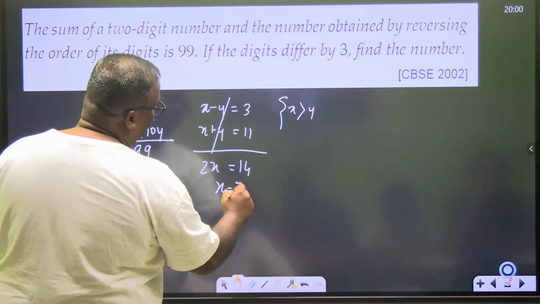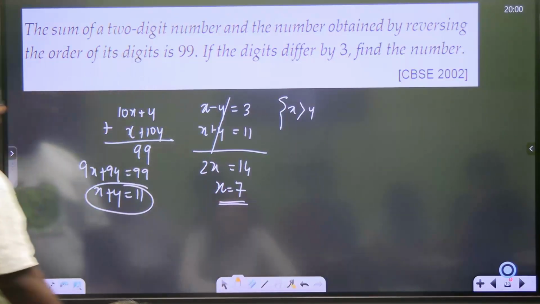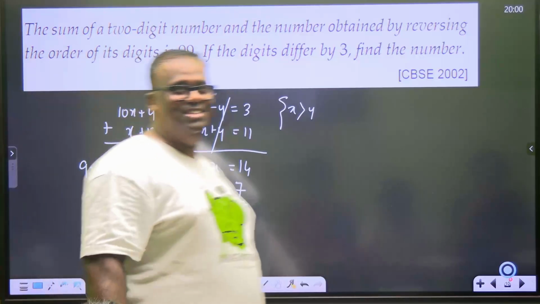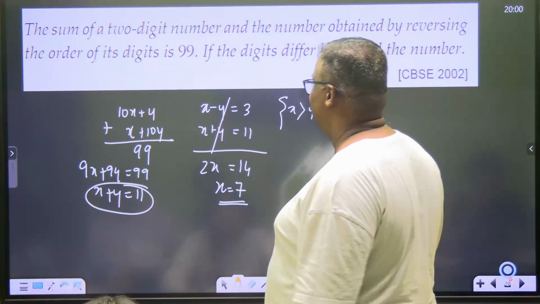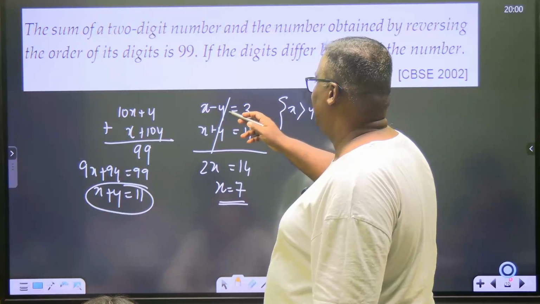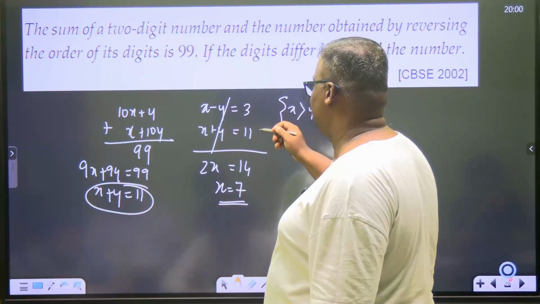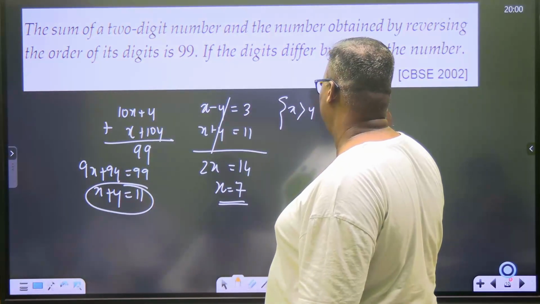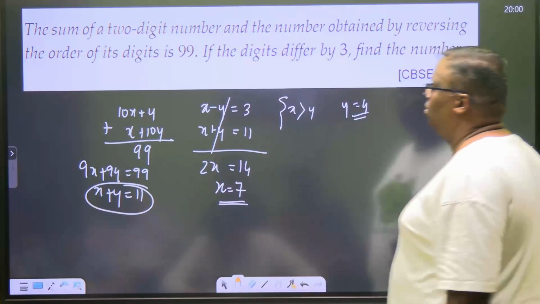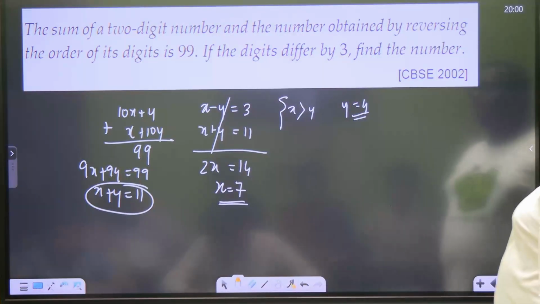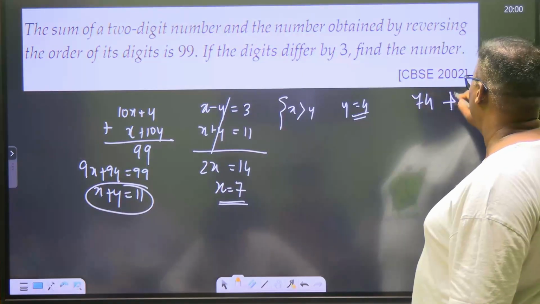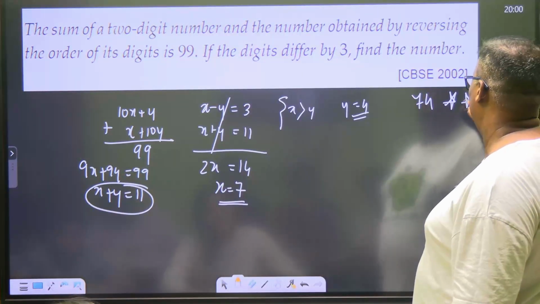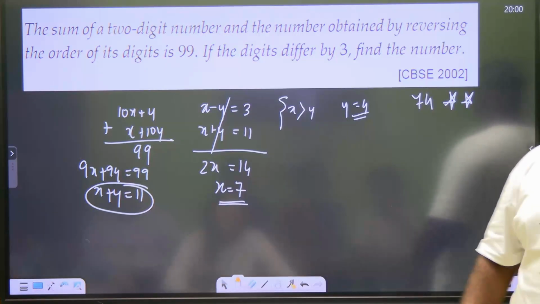x is equal to... Oh, Anurag, again 7. Wow, we're getting a 7 once again. 7 out here, and y goes this side. 7 minus 3 is 4. So y is equal to 4. So find the number. The number should be 74. Advanced star for Anurag. He has done his homework.